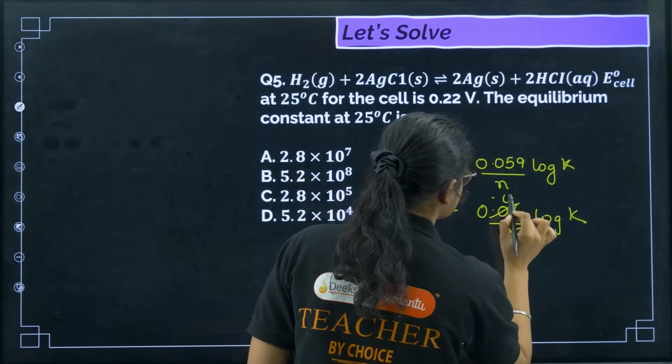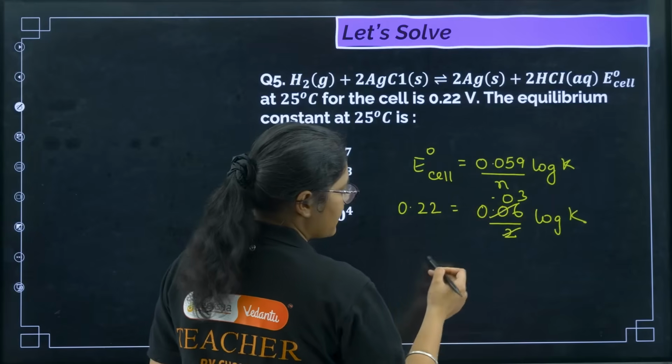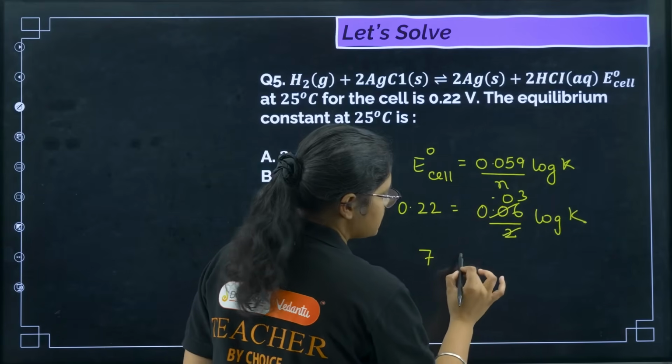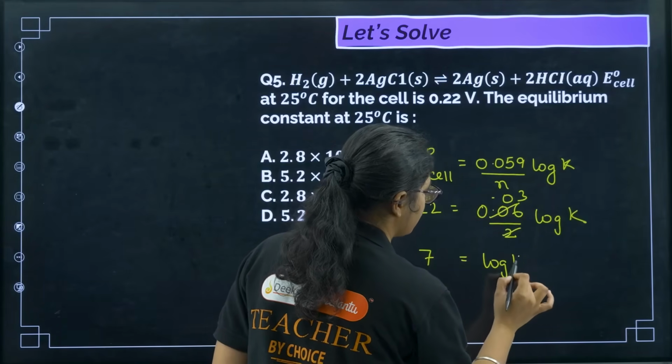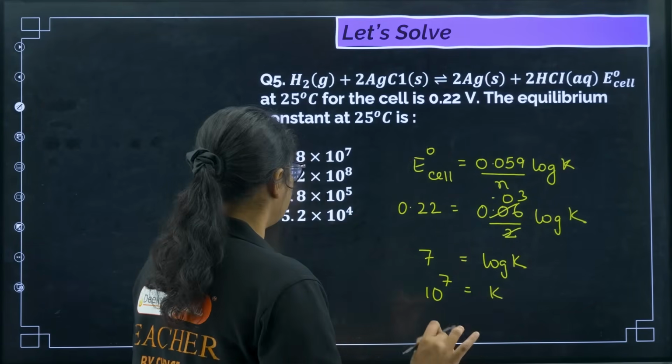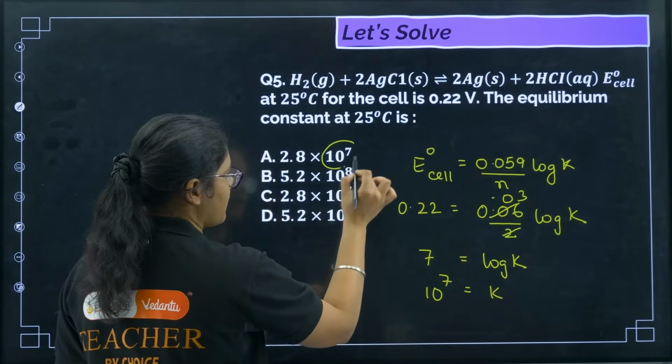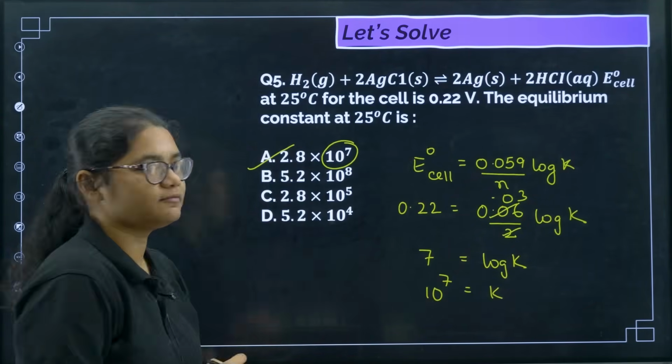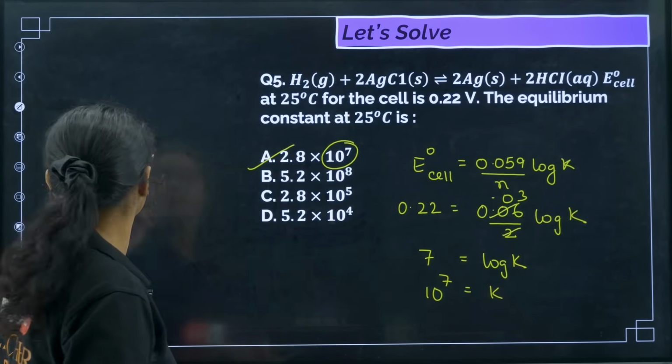Okay, so it is 0.03, so 0.22 by 0.03 you will get 7 point something. 7 is equal to log of k. So k is nothing but 10 to the power of 7. There are some decimal values but we'll get power of 7. So option number A will be the correct answer. How easily you can solve it.